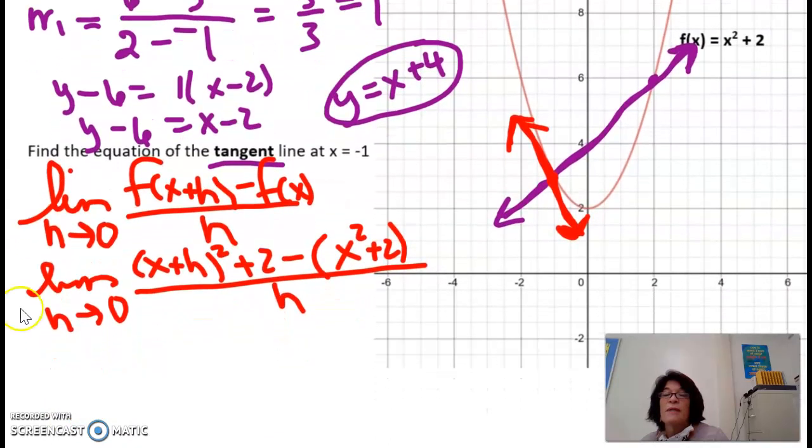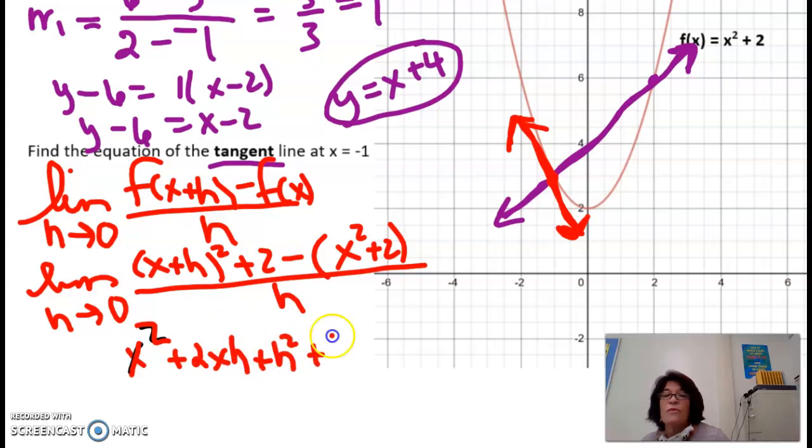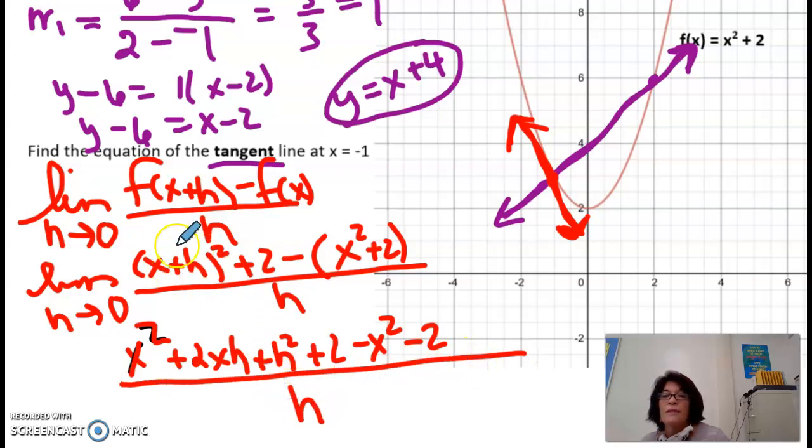I'll scroll down a little bit. I'm going to get x squared plus 2xh plus h squared plus 2. Distribute my negative through here. Okay, so I just took x plus h and squared it: x plus h times x plus h is this. Let's see what cancels out. I have an x squared minus an x squared. I have a 2 minus a 2. So I'm left with 2xh plus h squared over h.